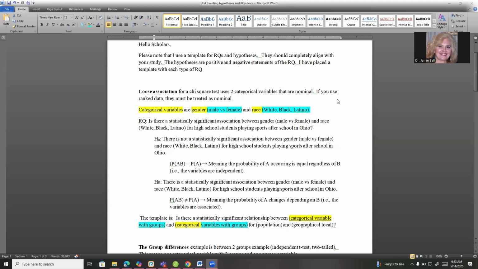Okay, so I'm going to cover the different types of research questions that you're likely to encounter in your statistics class and for a dissertation in social sciences. There are far more. These are just the basics. Okay, so if I want to know if there's a loose association, this is usually some sort of chi-square test where I've got two categorical variables, grouping variables, and it's a frequency table, right?